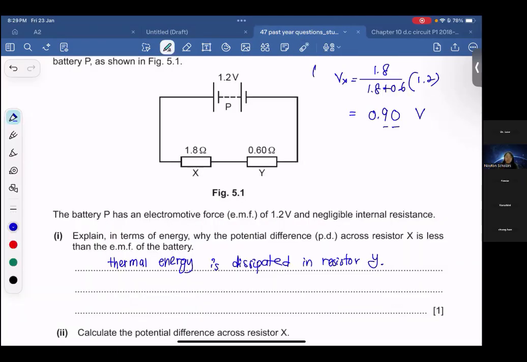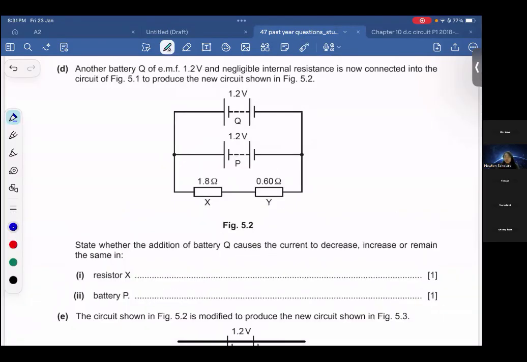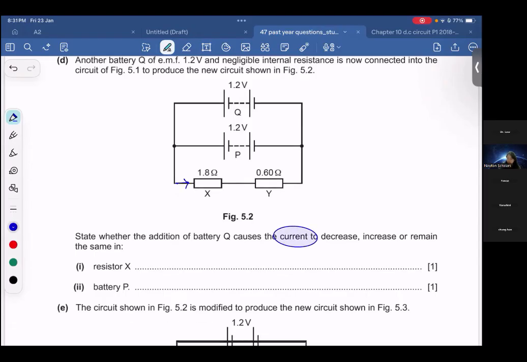Page 15, question D. Vashini, correct. Okay. If I add one more battery with EMF 1.2 V and negligible internal resistance, state whether the addition of battery Q will cause the current to increase, decrease, or remain the same. Now we're talking about the current. So here, resistor X. Will there be any change for resistor X?